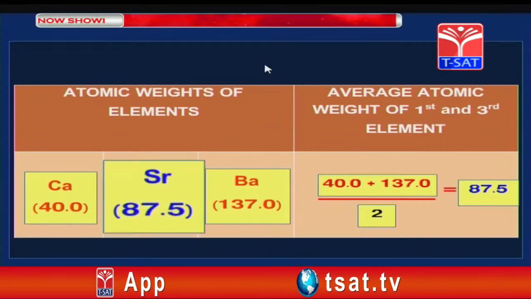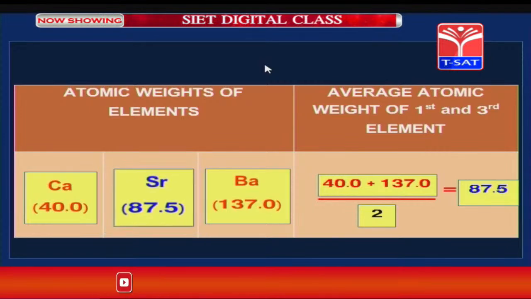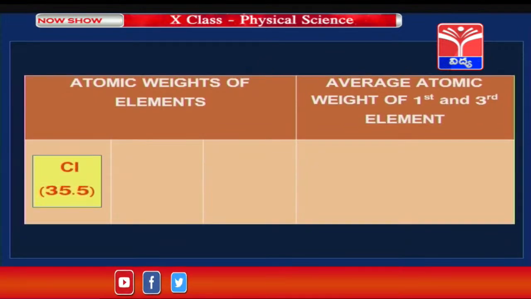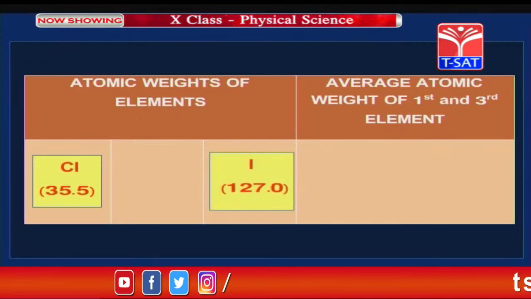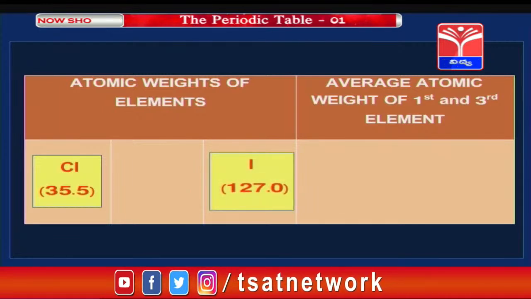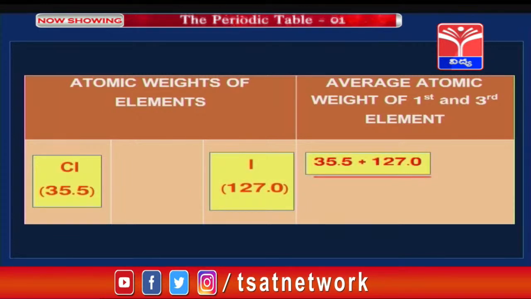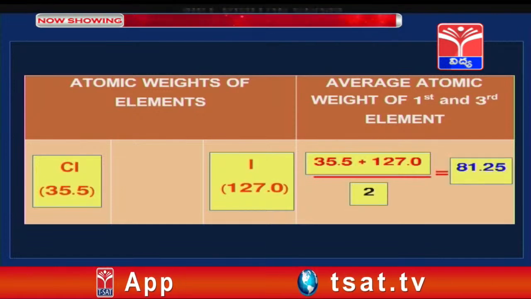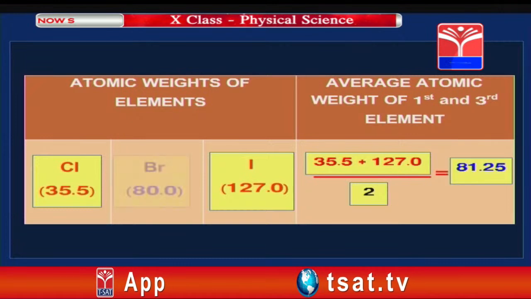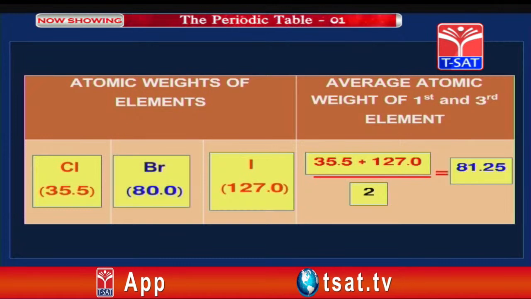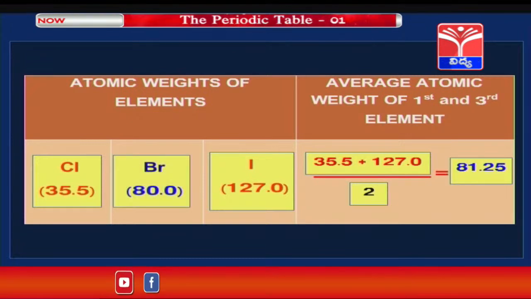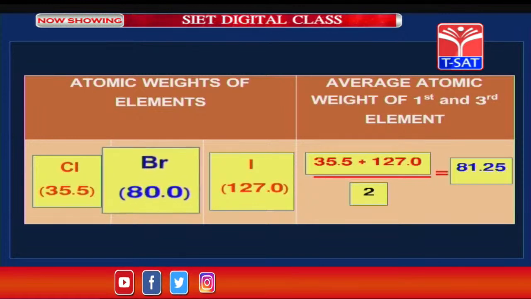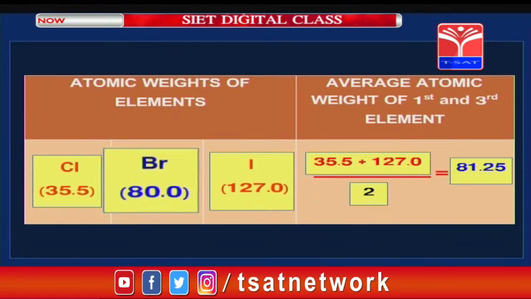We will go for the third triad: chlorine, whose atomic weight is 35.5, and iodine, 127. The average value of the atomic weights is nothing but 81.25. Now, the element bromine, whose atomic weight is 80. Here we are not matching this 80 with 81.25.